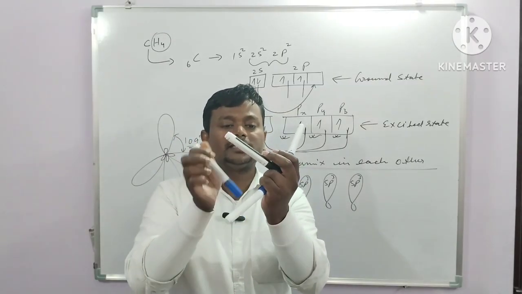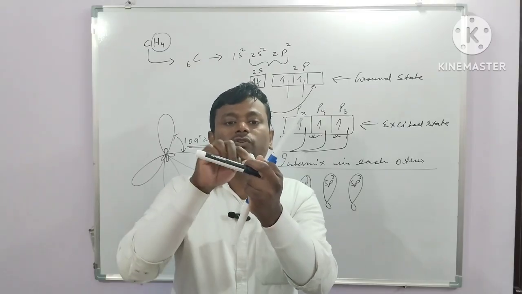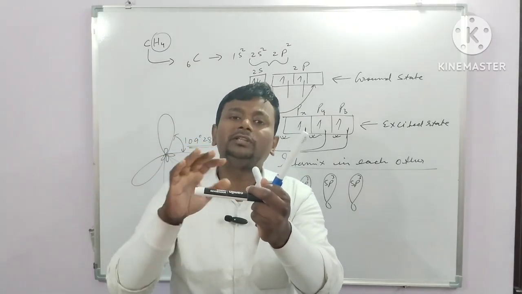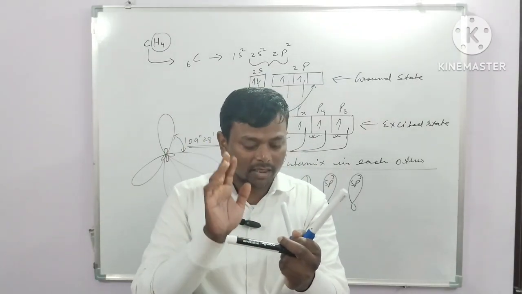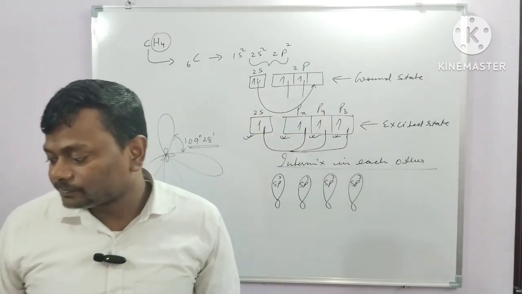Okay, so if these are at 109 degrees 28 minutes with each other, they have a maximum distance between them, and they are in three dimensions, so their structure is going to be non-planar. Okay, their structure is going to be what? Non-planar.